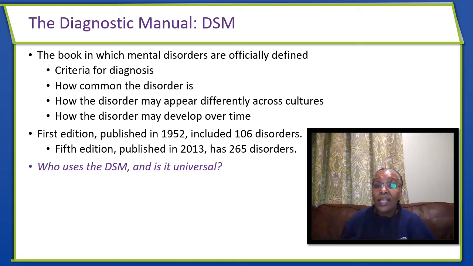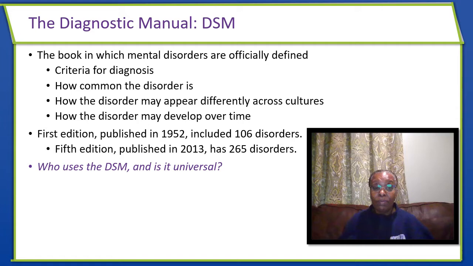In this book, we break this down and look at the different diagnoses. It'll tell us how common a disorder might be. It looks at how the disorder would impact different cultures. It looks at the duration and frequency. Its first publication was back in 1952, and at that point, there were about 106 disorders. Here in this fifth edition, which was published in 2013, it has 265 disorders.